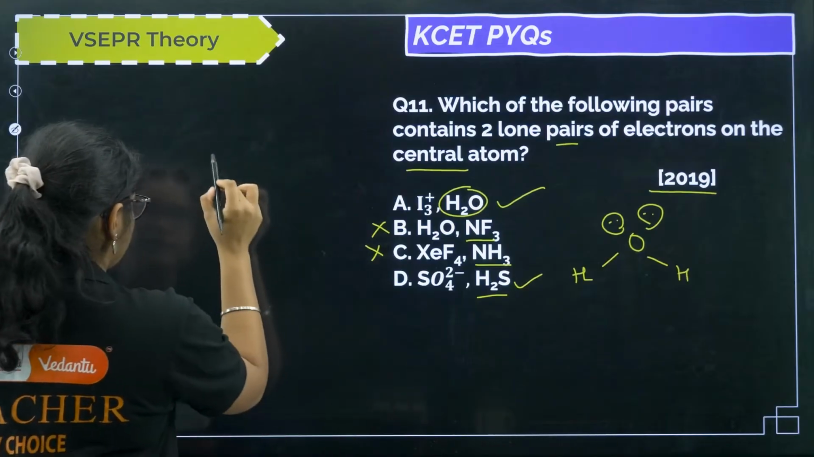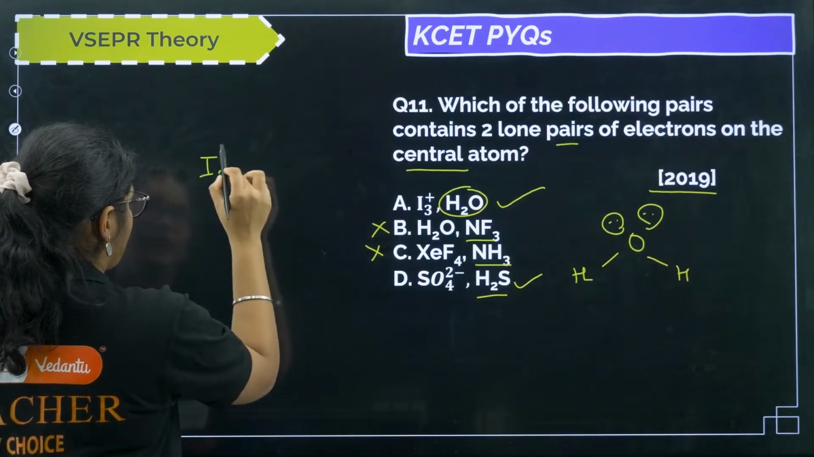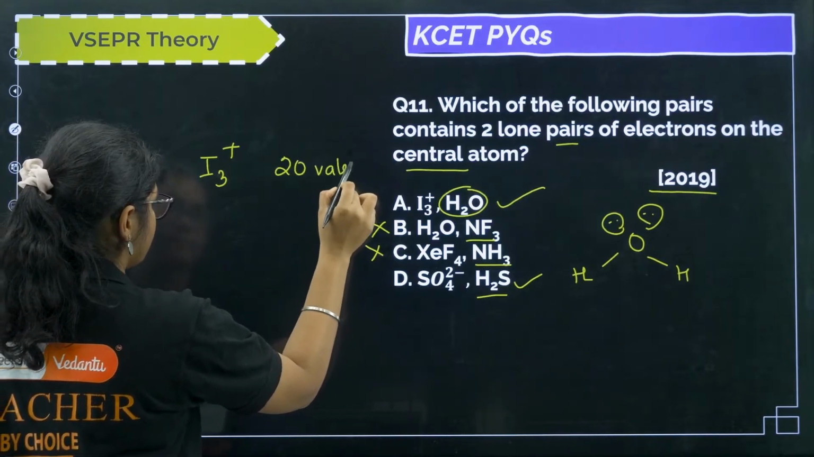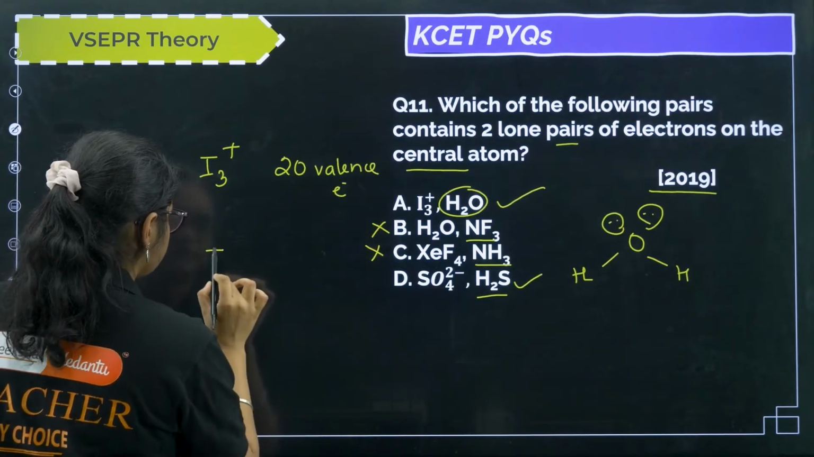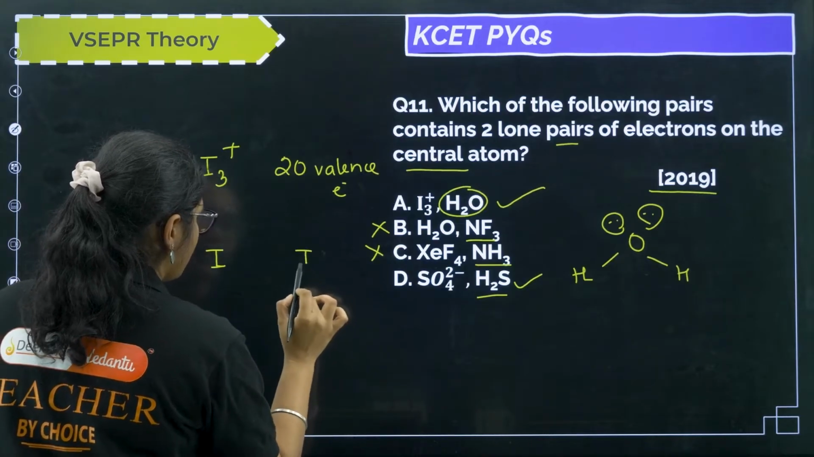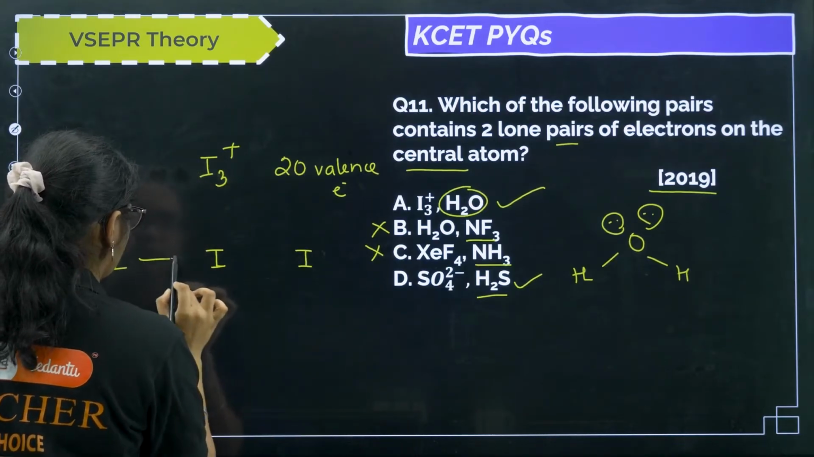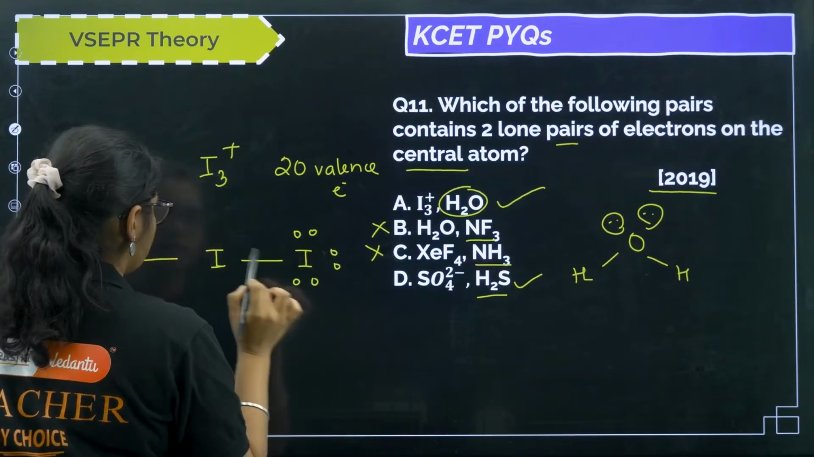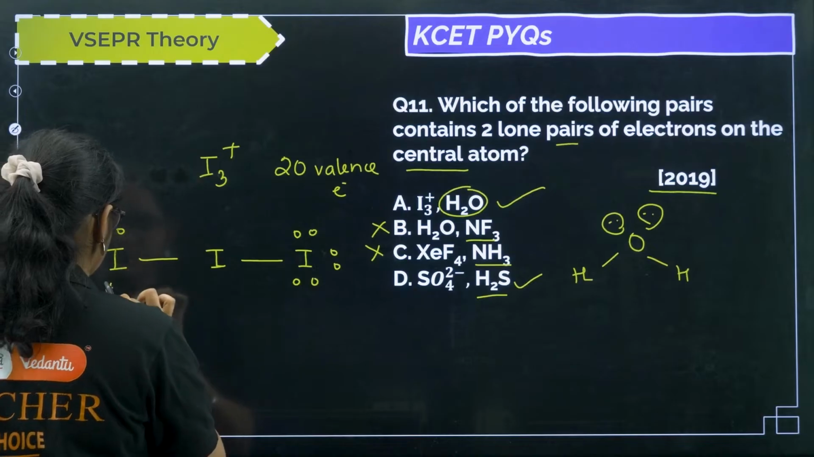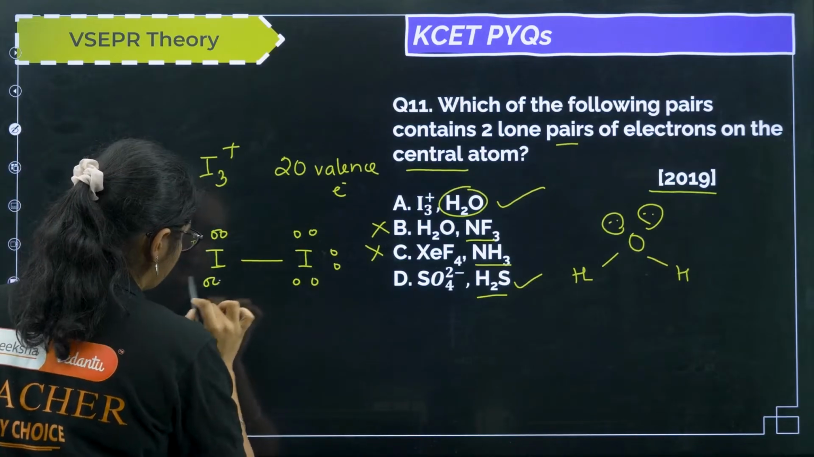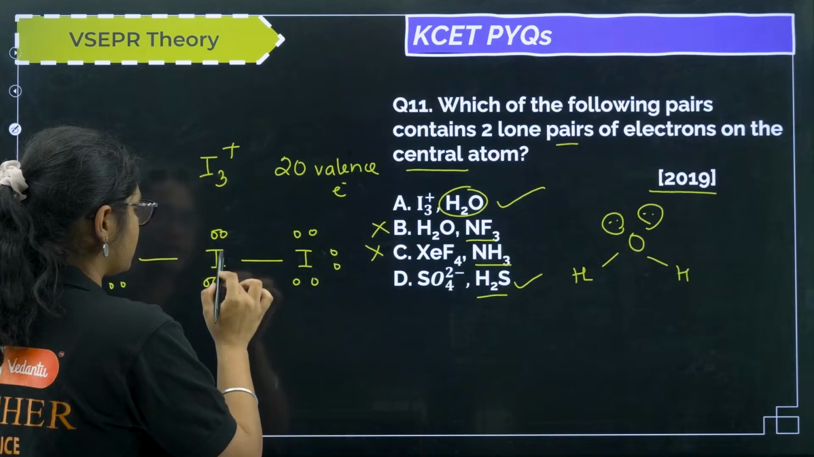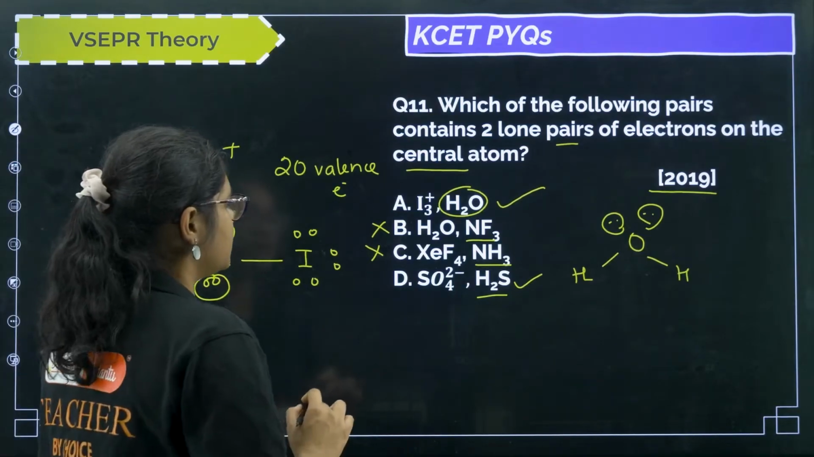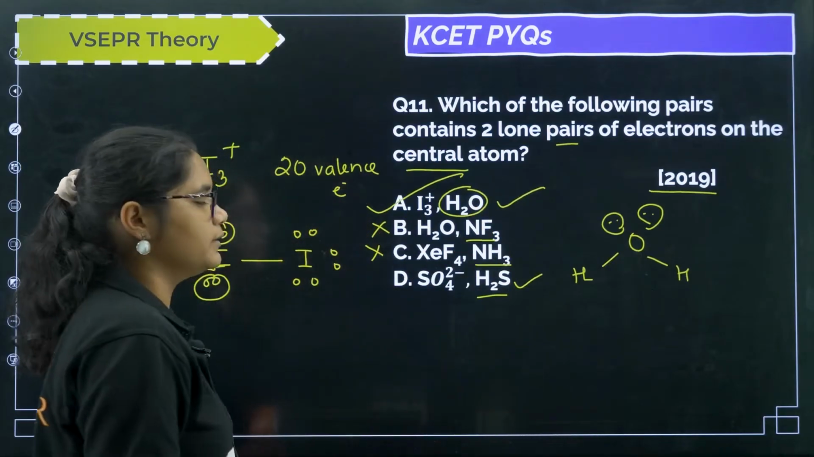Now let us check I3+. So 3 I, we have 7 times 3 is 21, then 20 valence electrons. Next we have I, I and I. So we have here 1 2 3 4 5 6 7 8 9 10 11 12 13 14 15 16 17 18 19 20. So this is the structure, and you can see 2 lone pairs are there on the central I also, right? So that is why the correct answer here will be option number A.